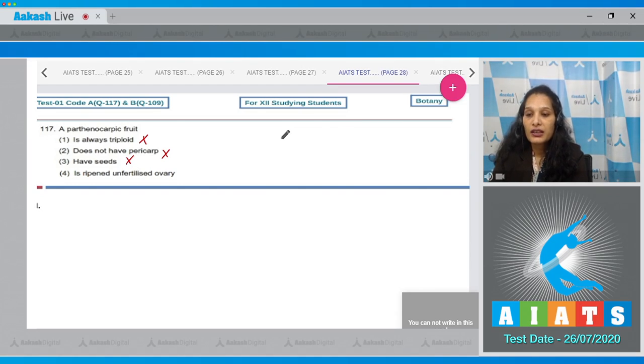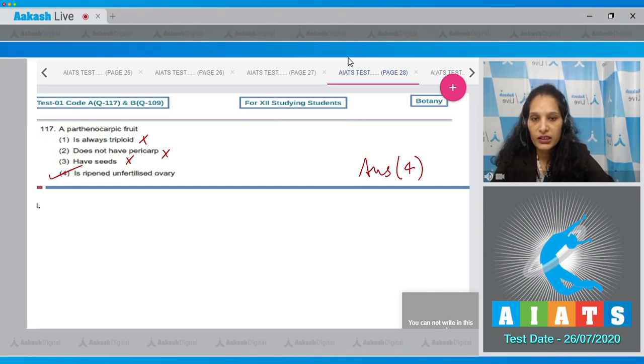Is it a ripened unfertilized ovary? Yes, the parthenocarpic fruit is a ripened unfertilized ovary. There is no fertilization. Hence, the fruits are seedless. So, the correct option for the given question is option number 4. Let's move to the next question.